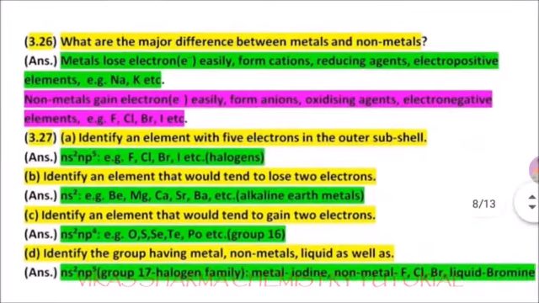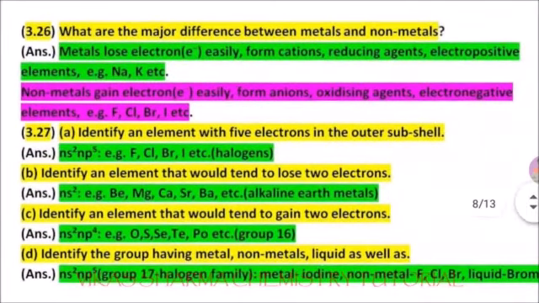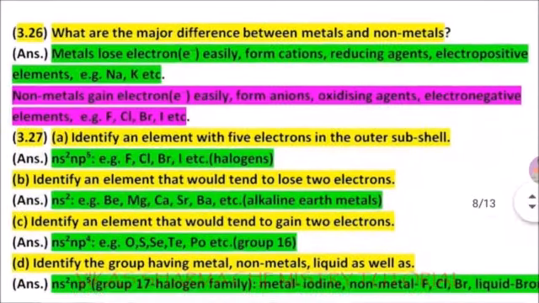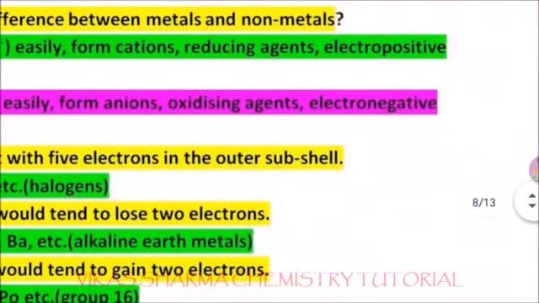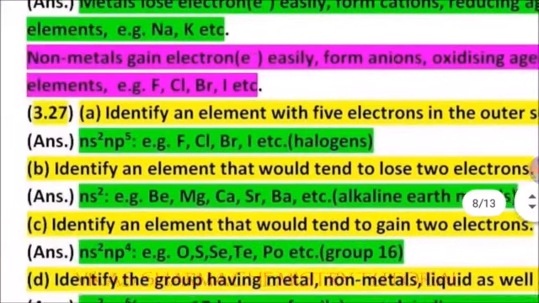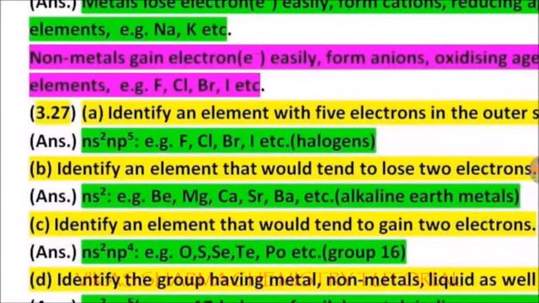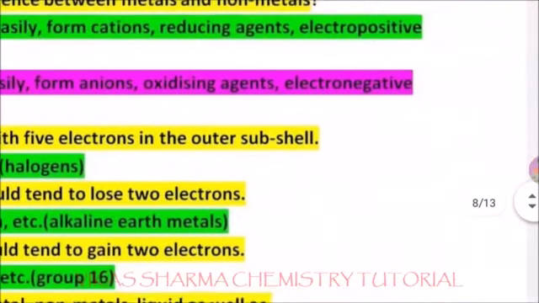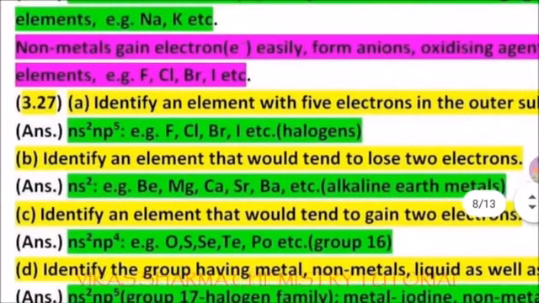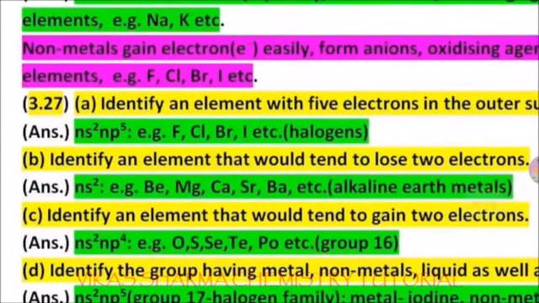Students, the next segment belongs to the NCERT exercise. The first question is 3.26. What are the major differences between metals and non-metals? Metals lose electrons easily, form cations, are reducing agents, meaning they remove electrons easily, and are electropositive in nature. For example, alkali metals sodium and potassium. Non-metals gain electrons easily, form anions, are oxidizing agents, and are electronegative elements. Halogens are the best example for that.